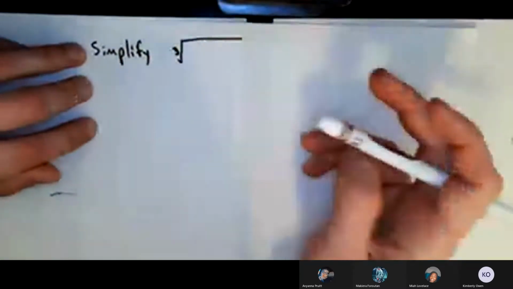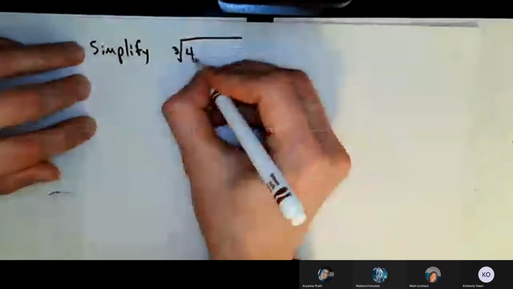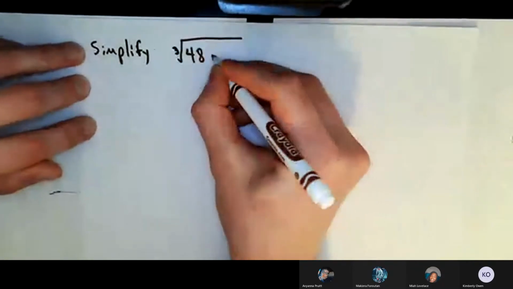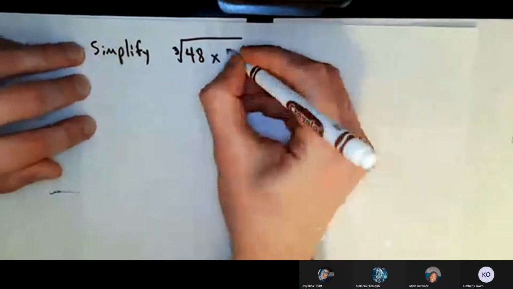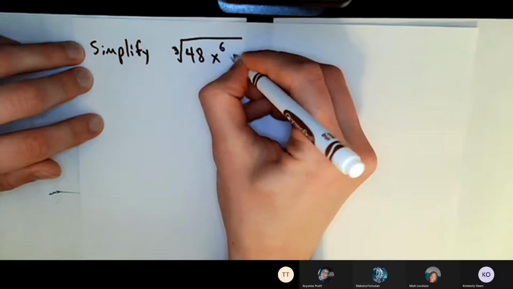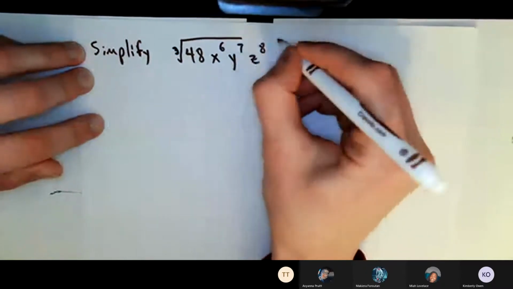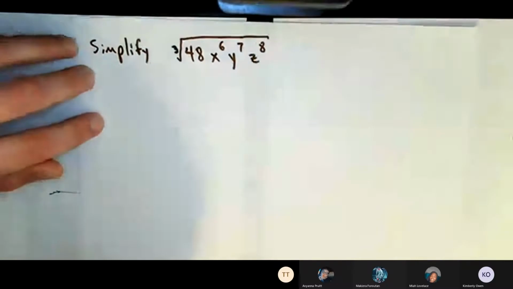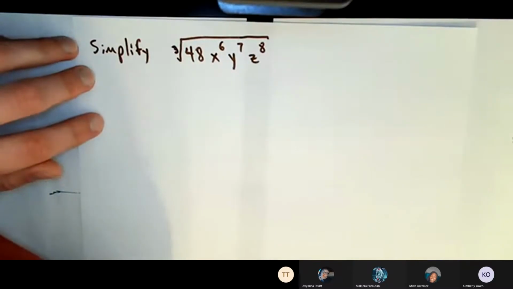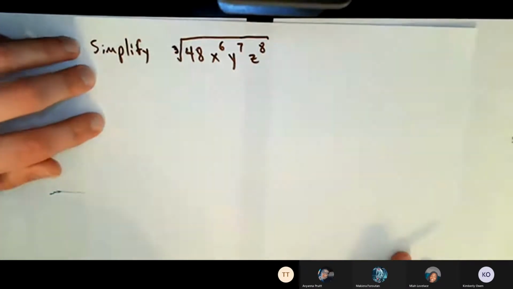All right, let's simplify the cube root. So that's a 3 cube root of 48 x to the 6th, y to the 7th, z to the 8th. Let's see what that looks like. So we're going to simplify that just for extra practice.